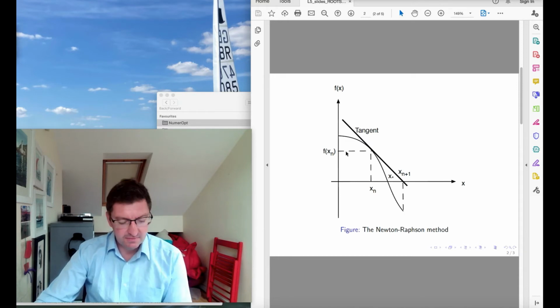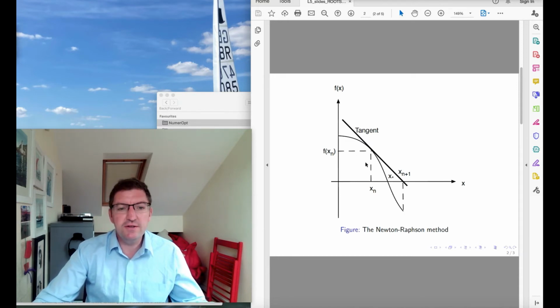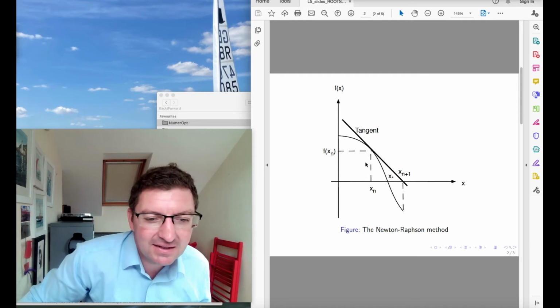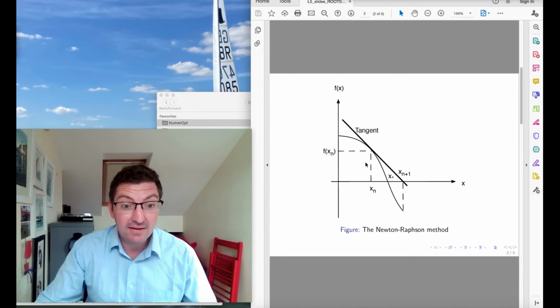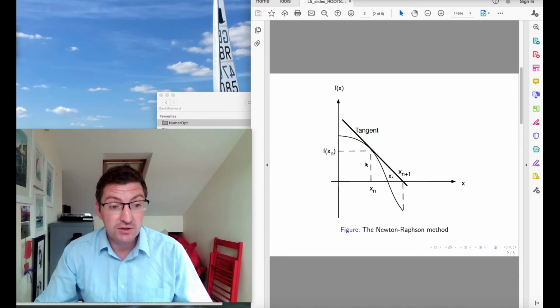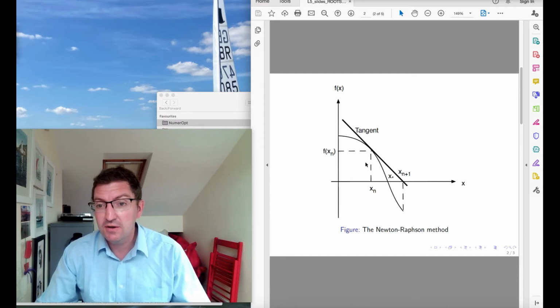Okay, so let me then just rederive Newton-Raphson. For most of you it should be familiar, so we're on familiar ground, and then we'll look at the convergence rate, which I'm pretty sure you won't have come across before.